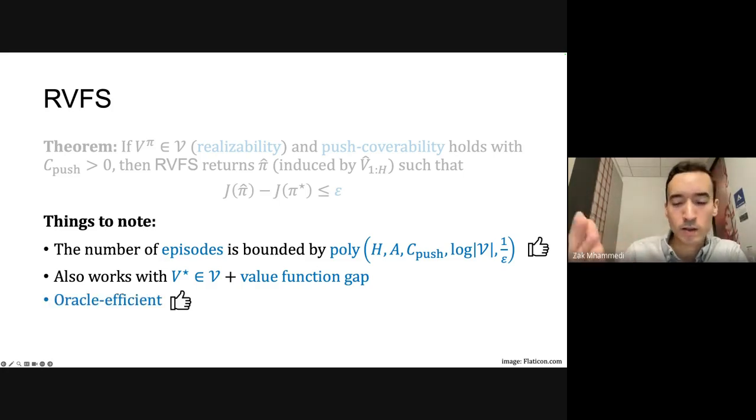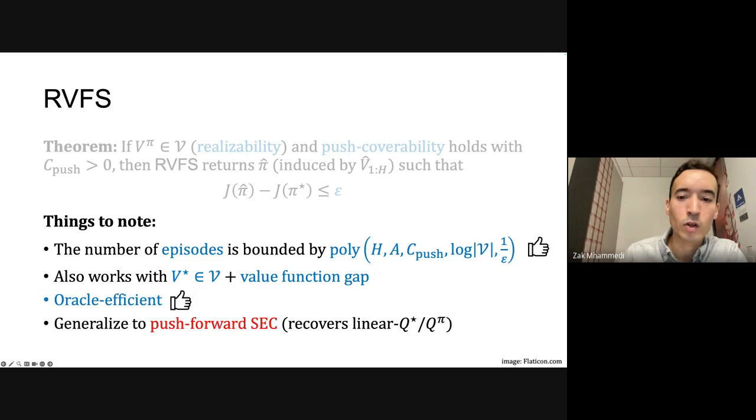And the algorithm is oracle efficient, and the results can be generalized to this broader class of complexity measure that recovers existing results in the linear function approximation setup. So maybe I'll pause here for a minute if there are any questions about the guarantee before I move on to the algorithm.